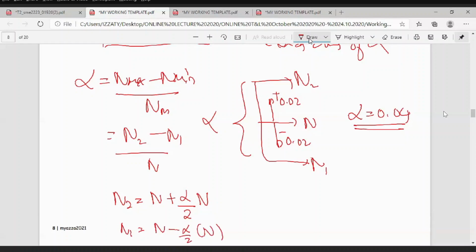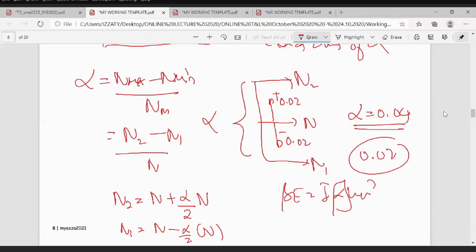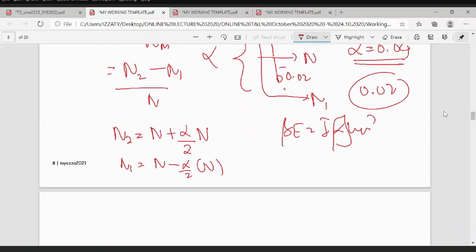So now tell me what will be your alpha now? In the calculation, this one beta E is equal to I alpha omega mean square. So what will be the alpha now? Yes, alpha is 0.02. Alpha is 0.02 because we have divided this one by 2. Sometimes they do not put this plus minus. They put it as alpha equal to 10%, for example. So your alpha is basically 10 divided by 100.